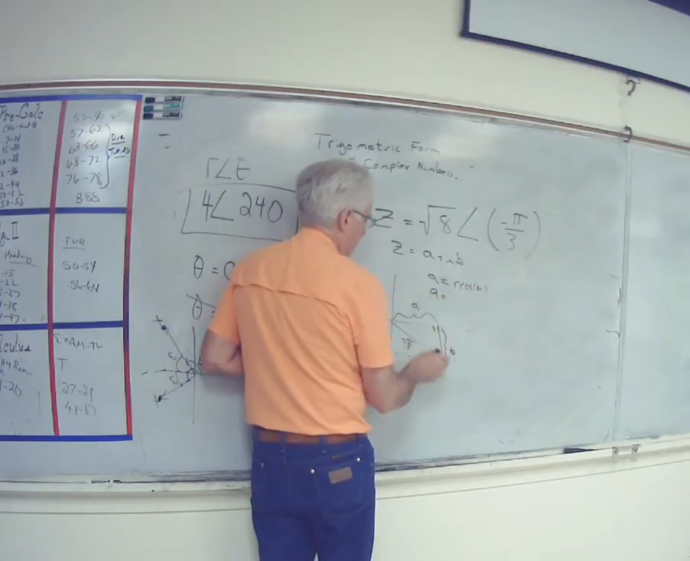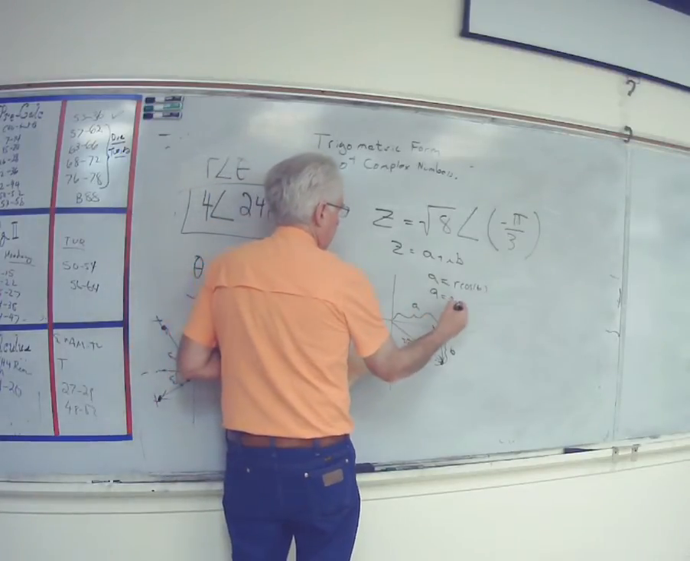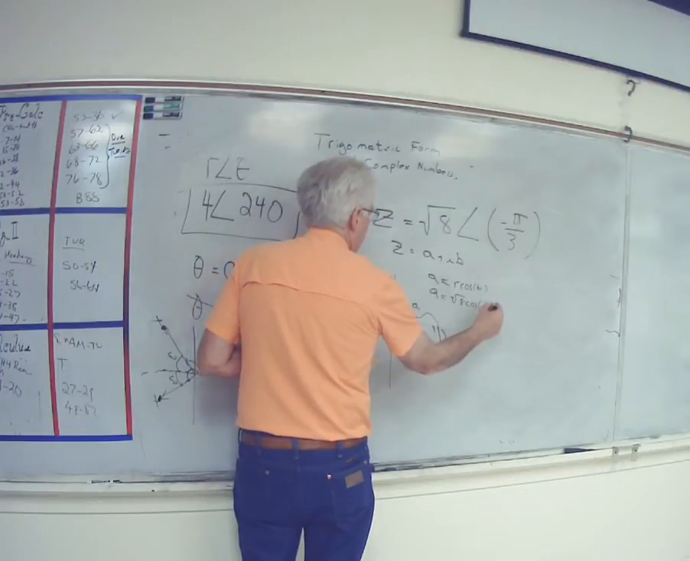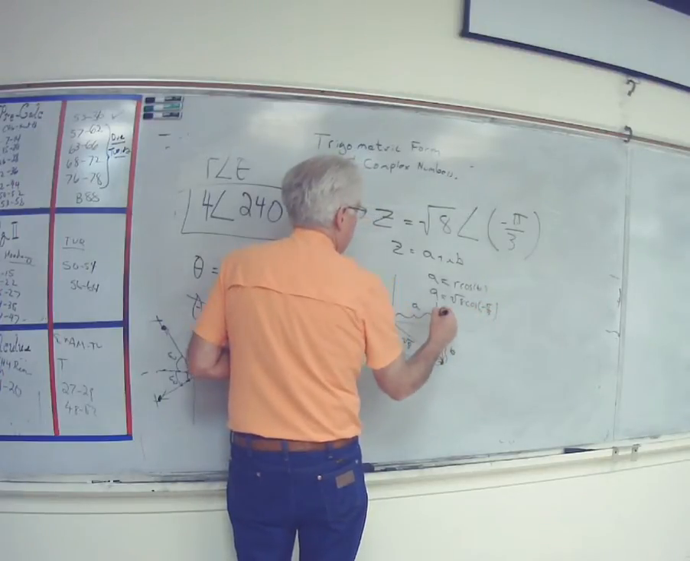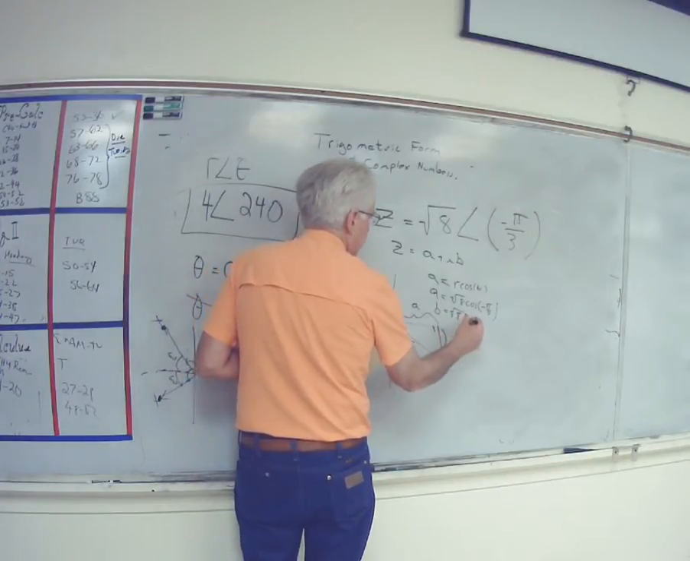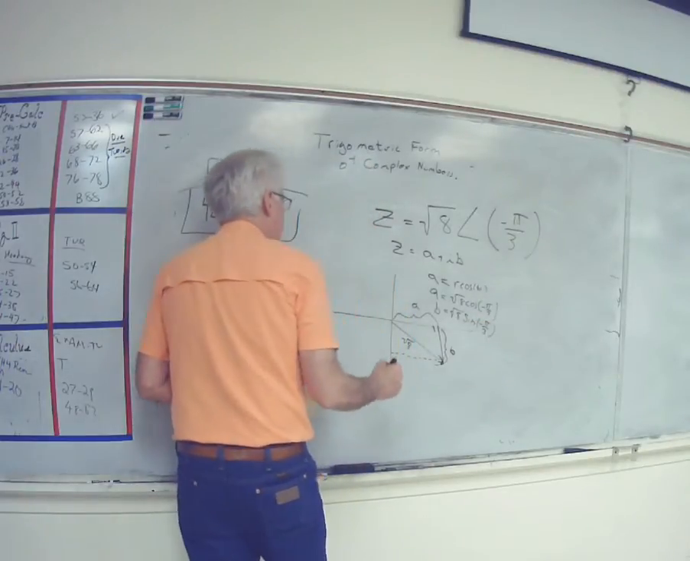A is equal to, what is R in this picture? That is the square root of 8. Square root of 8 cosine of minus pi over 3. And then B is equal to what? The square root of 8 times the opposite, that's sine of minus pi over 3. Okay?